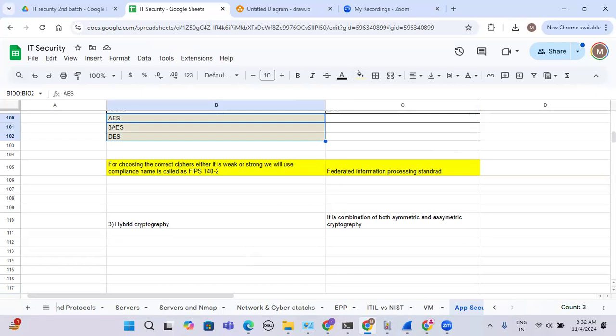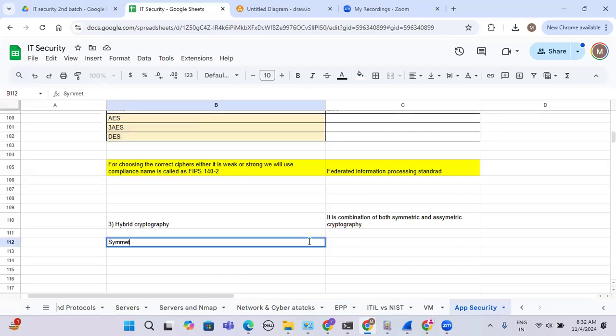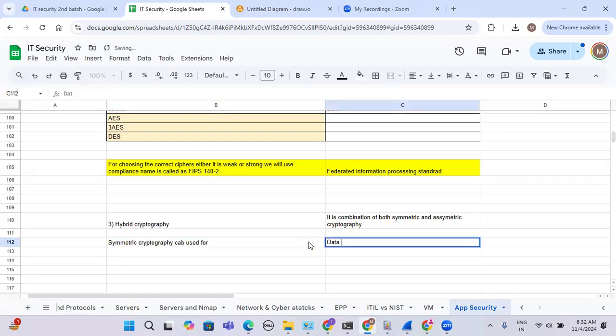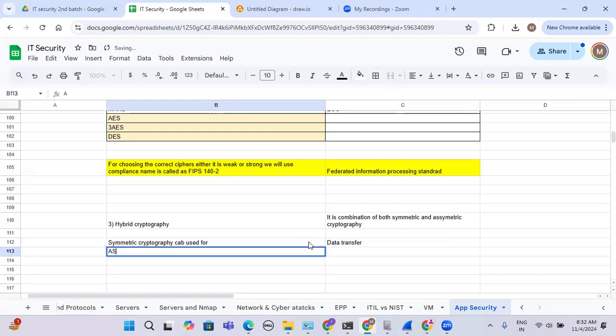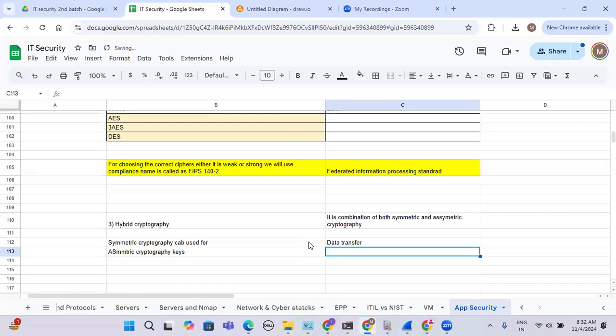Okay. Now, what is the importance of the symmetric side and what is the importance of the asymmetric side? Symmetric cryptography can be used for data transfer, and asymmetric cryptography or asymmetric keys are used for the key exchange.